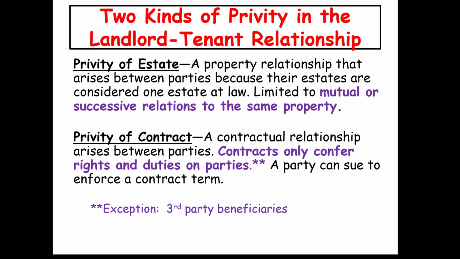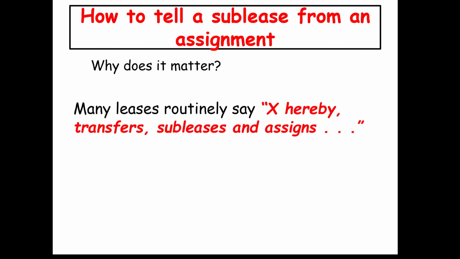A big difference is that contracts only confer rights and duties on the parties to the contract itself, whereas with privity of estate, the rights and duties will transfer with the transfer of the estate. So how do we know which is which? Conveniently enough, many leases routinely use all the words. They'll say, X hereby transfers, subleases, and assigns. So you've got to figure out which one it is. And you'll see in a minute why it matters.